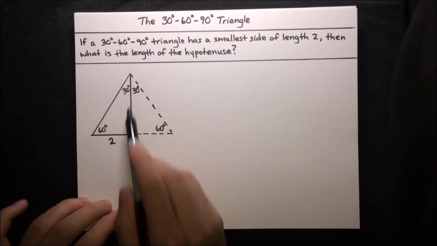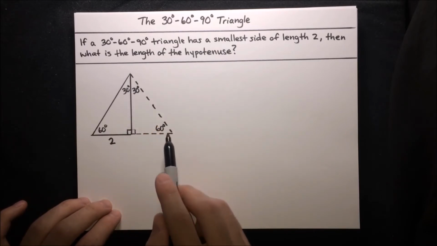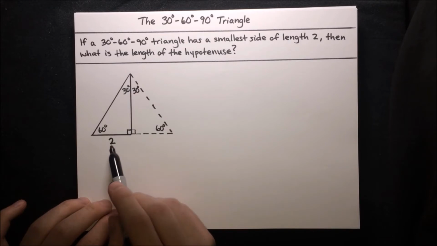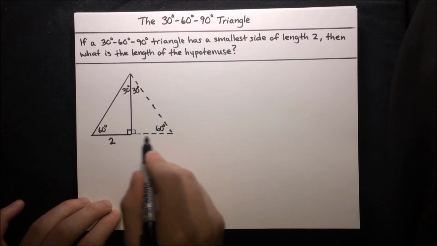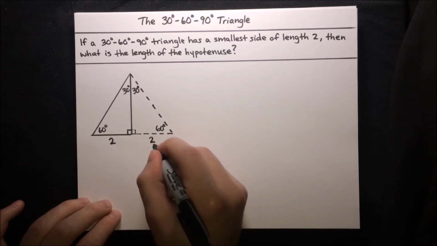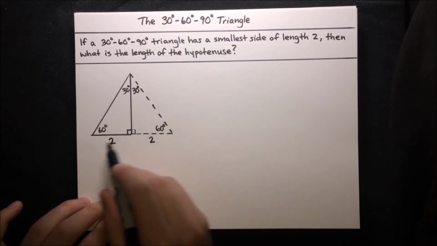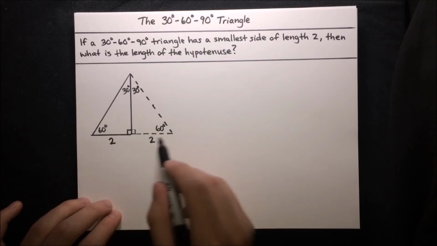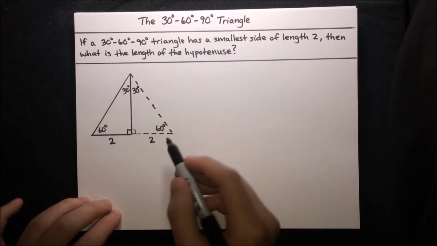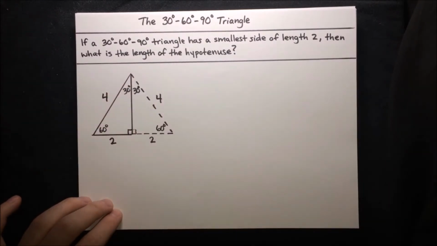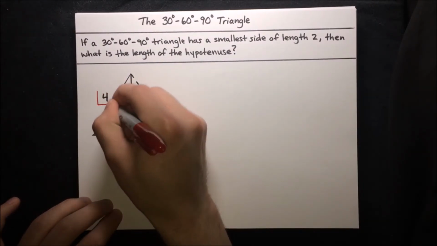Now, because this triangle here, the dotted triangle, is the mirror image of this solid triangle, the side lengths are also the same. So this base here of 2 mirrors this base of 2 as well. So altogether, the base of the equilateral triangle is 4. And the base has to be the same as the side lengths because it's equilateral. So these sides are also 4. So there we go. There is the length of the hypotenuse.